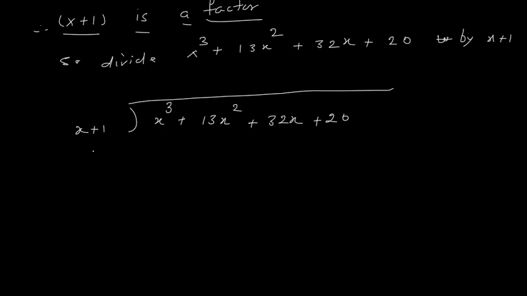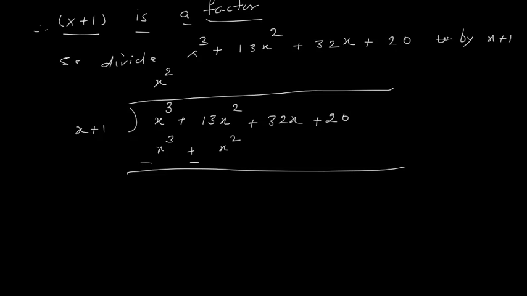Now here it is x cube and here it is x. So x cube divided by x gives me x square. So I will write x square in quotient and multiply this x square with x plus 1. When I multiply x square by x, I will get x cube. So here it is x cube, x square multiplied by 1, so I get plus x square. I will subtract, so minus minus, I will get 0 here.